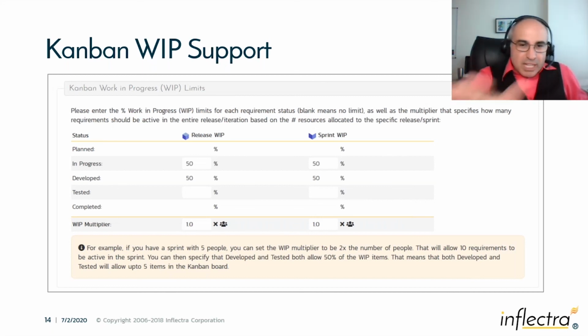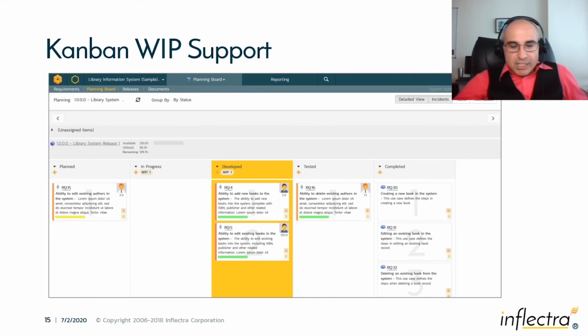And so as an admin, you'll set this all up in the administration. And for an end user working in the boards, it looks like this. Here you can see we've got 5 statuses in our Kanban board: planned, in progress, developed, tested, and completed.